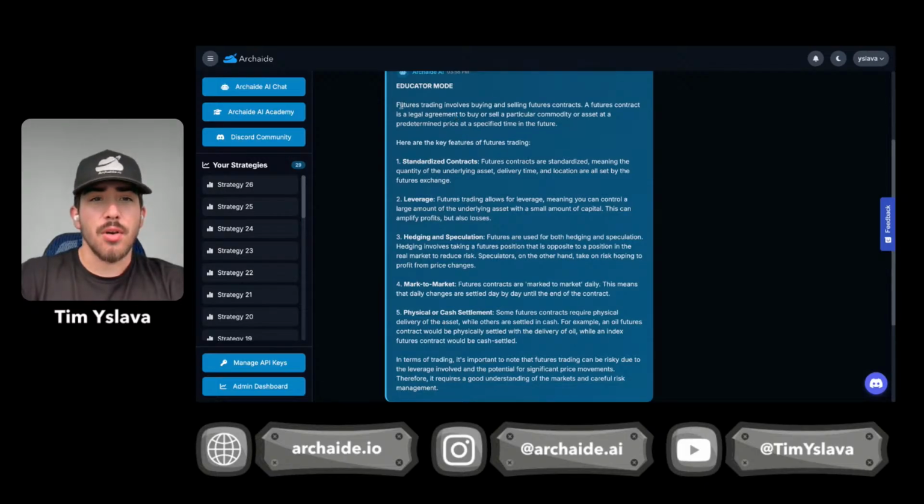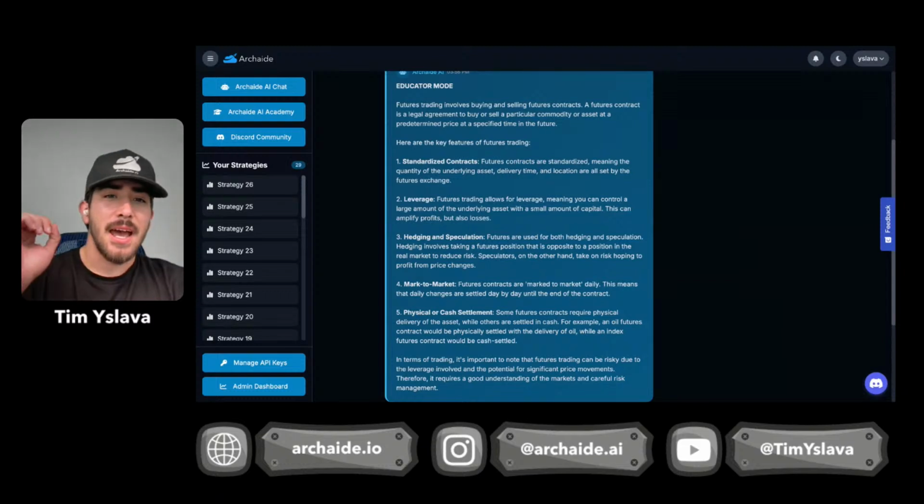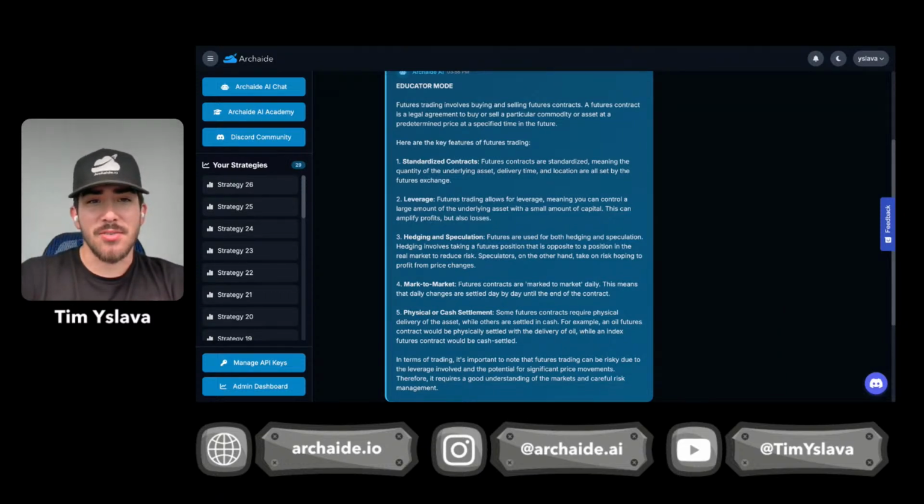So futures trading involves buying and selling futures contracts. A futures contract is a legal agreement to buy or sell a particular commodity or asset at a predetermined price at a specified time in the future. Here are the key features of futures trading. Number one, standardized contracts. Futures contracts are standardized, meaning the quantity of the underlying asset, delivery time, and location are all set by the futures exchange.